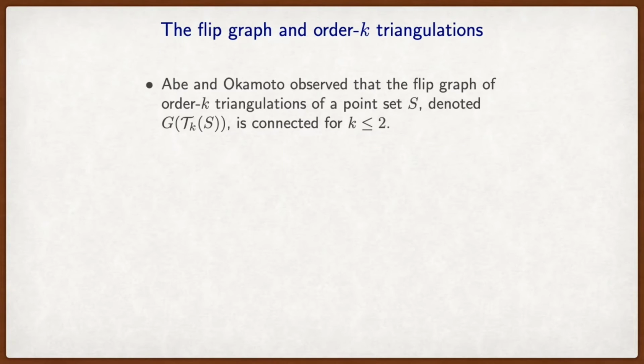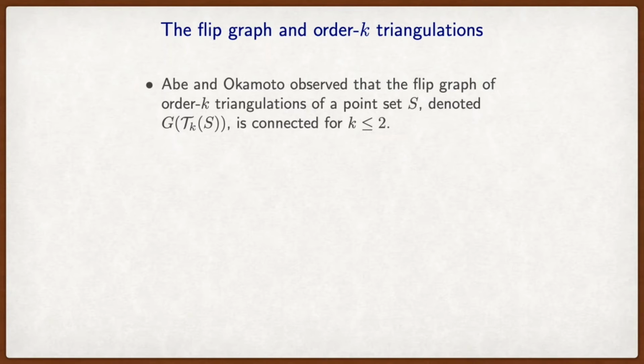However, few things are known about the flip graph of order K triangulations. By the flip graph of order K triangulations, we refer to a graph whose vertex set is defined by all possible order K triangulations of the desired point set. Abe and Okamoto observed that the flip graph of order K triangulations of any point set is connected when K is at most 2, but they also show that it might be disconnected for K greater than 2.